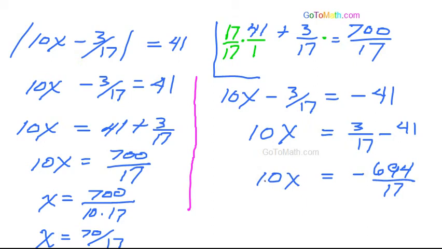And of course we still have the 10x here. So we take that 10 diagonally down, so we have x is equal to negative 694 over 10 times 17. So we want to make sure this will reduce down, and I know 2 goes into this number and into that number, so we know that this thing is going to end up reducing down a little bit anyway.